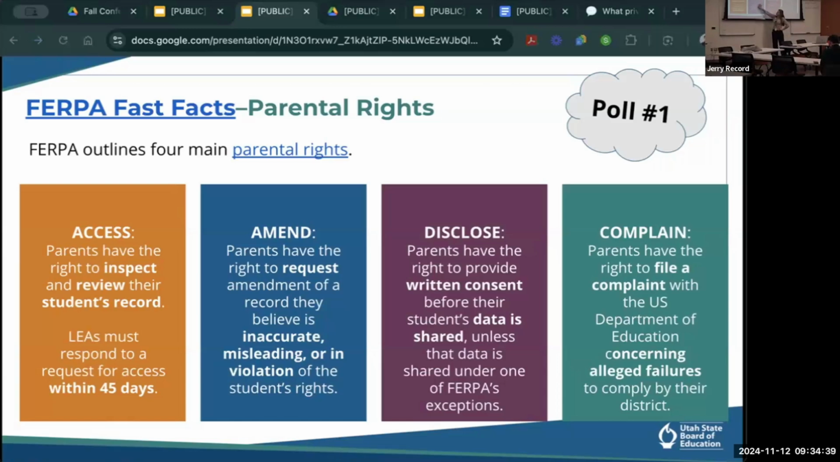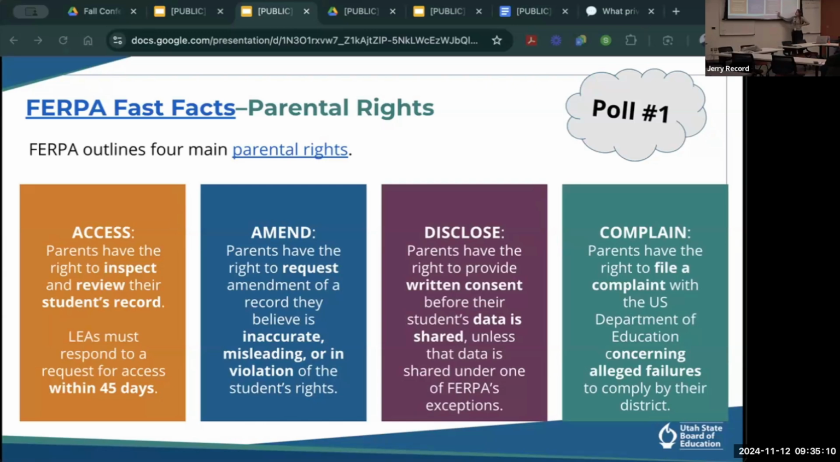The second right that's afforded to parents is the right to request amendment of records if the record is misleading or inaccurate. So this doesn't mean that a parent could come and say, my kid got a B, but I want you to change it to an A minus. It's not that. It's saying, hey, I think you made a mistake, like you left a math credit off of my child's transcript. I'm requesting that you amend that. That's kind of the example here.